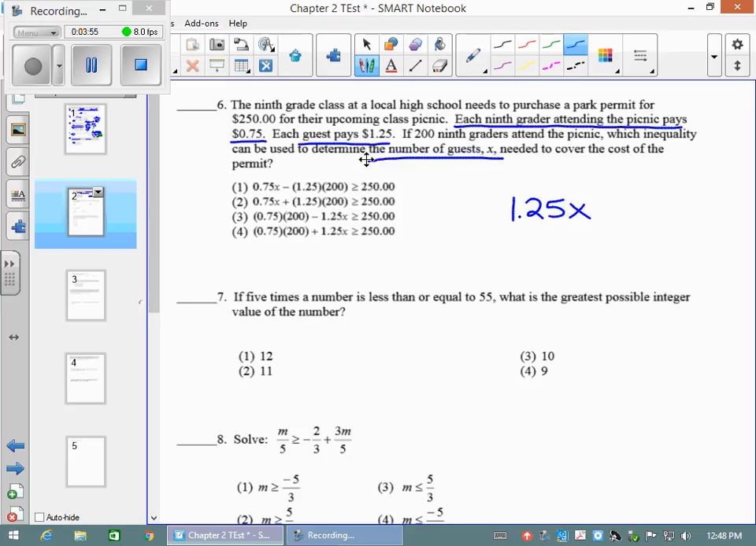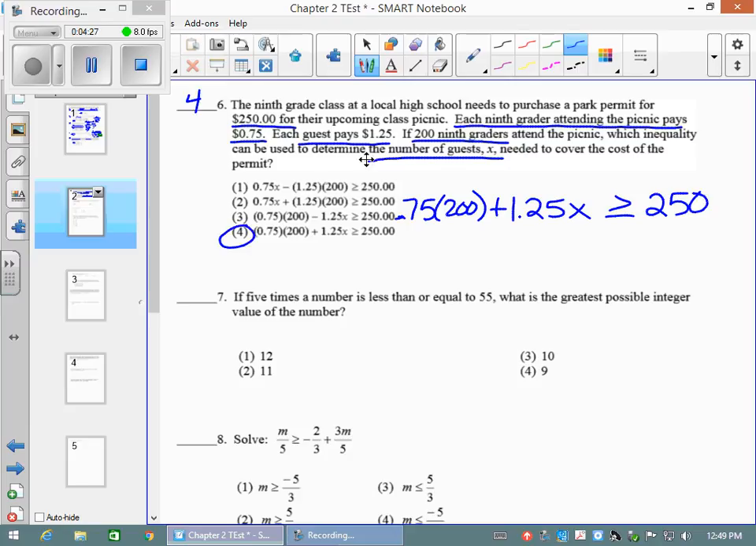They also tell me that there are 200 9th graders, and 9th graders are paying 75 cents. So I also have to make sure I multiply 75 cents with 200. Together, that would make up the amount of money I'm going to be making off my guests and my 9th graders. Now, at the beginning of the question, it tells me in order to purchase this park permit, they need at least $250. So I need to make sure I have greater than or equal to 250. So that would be choice 4 for my answer.